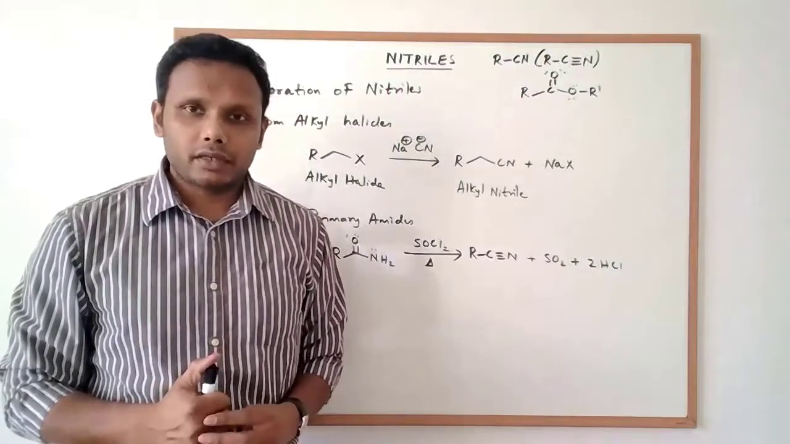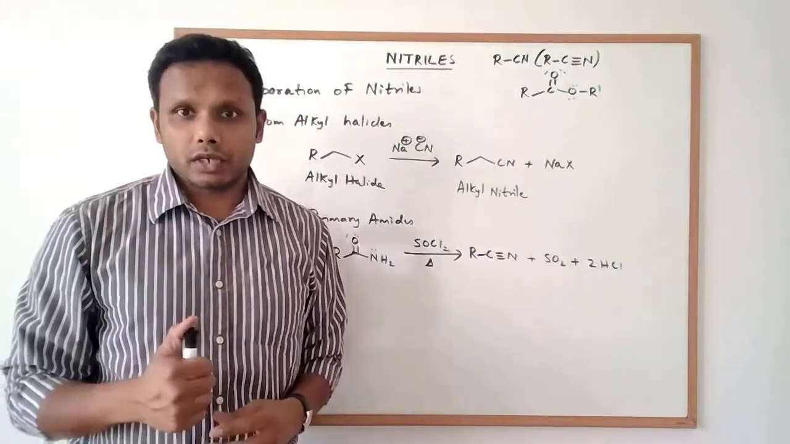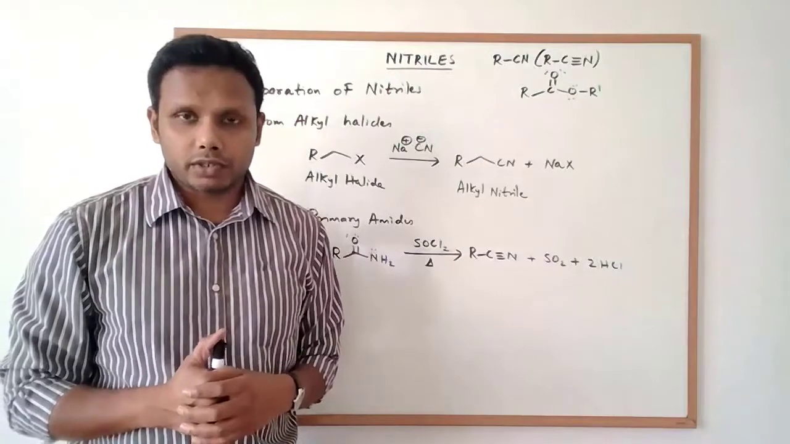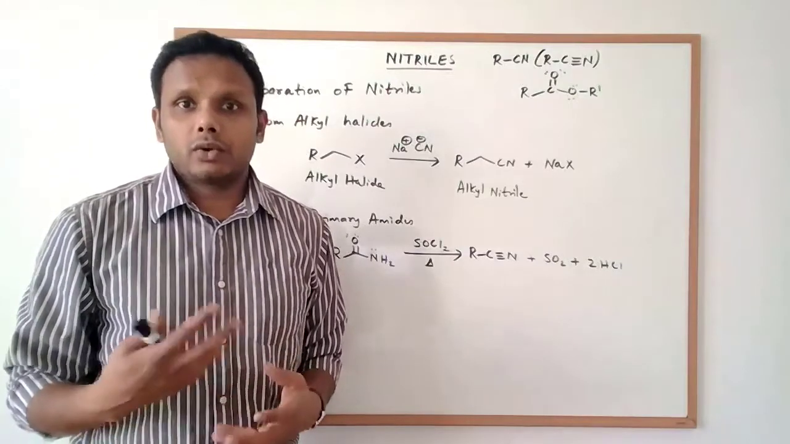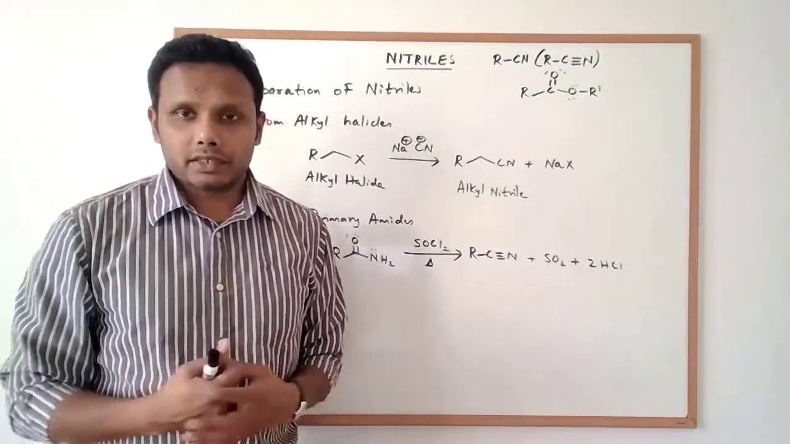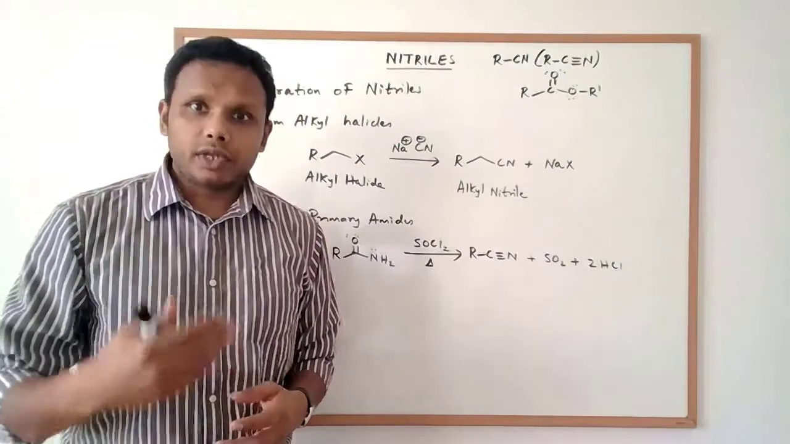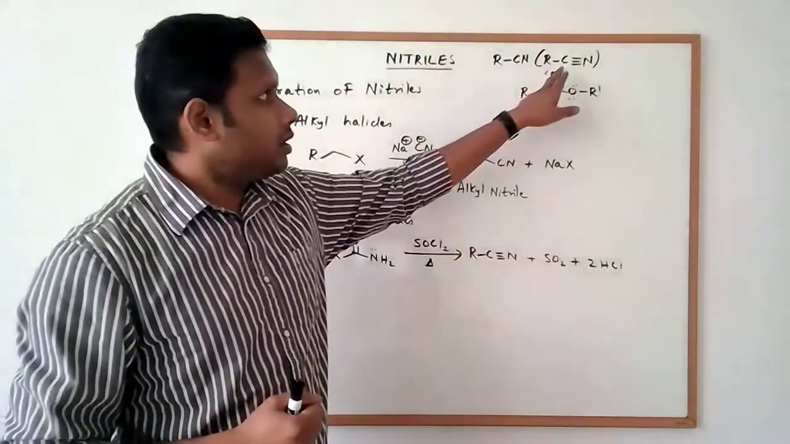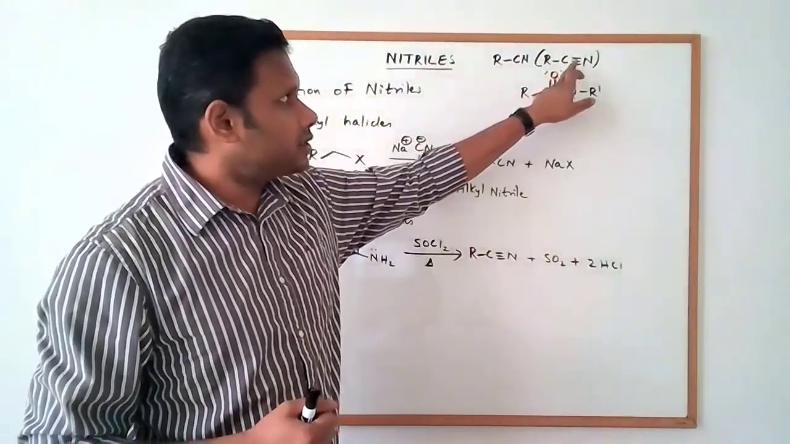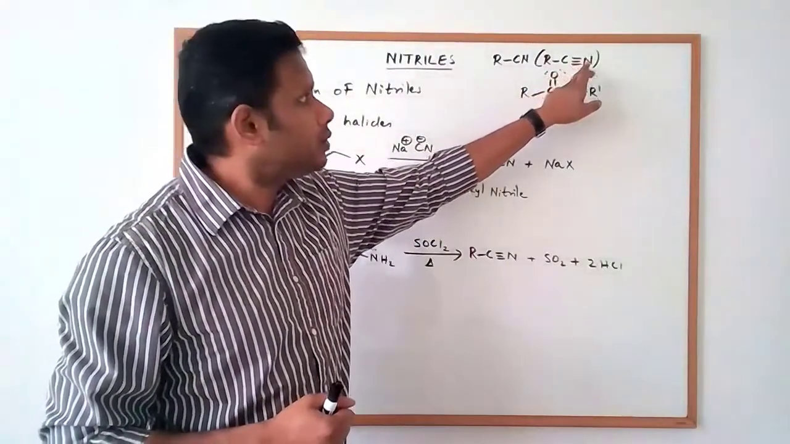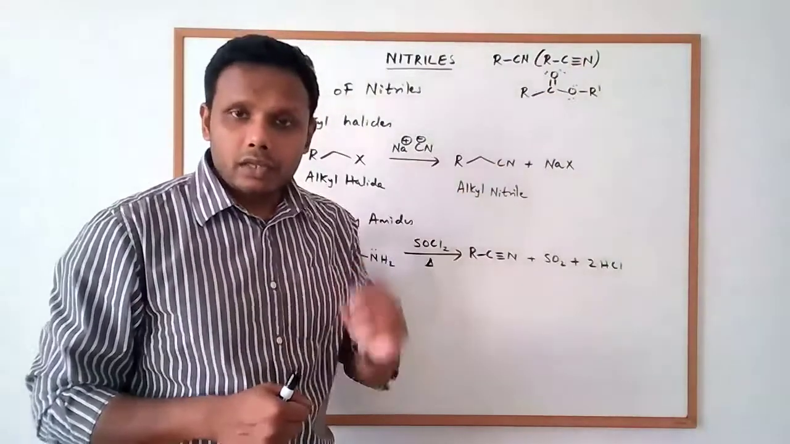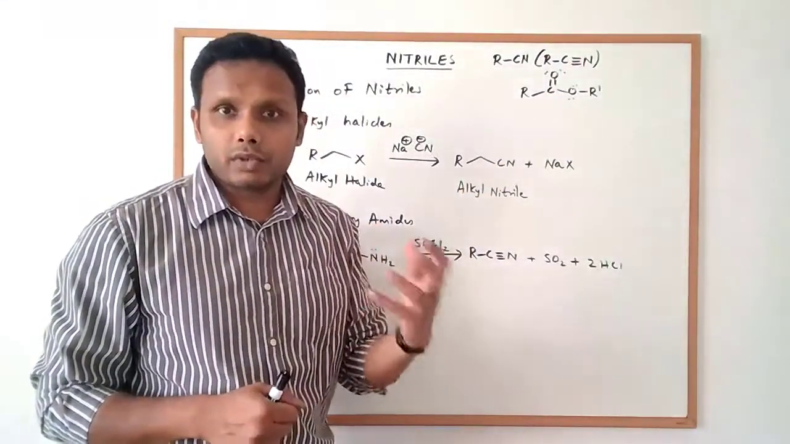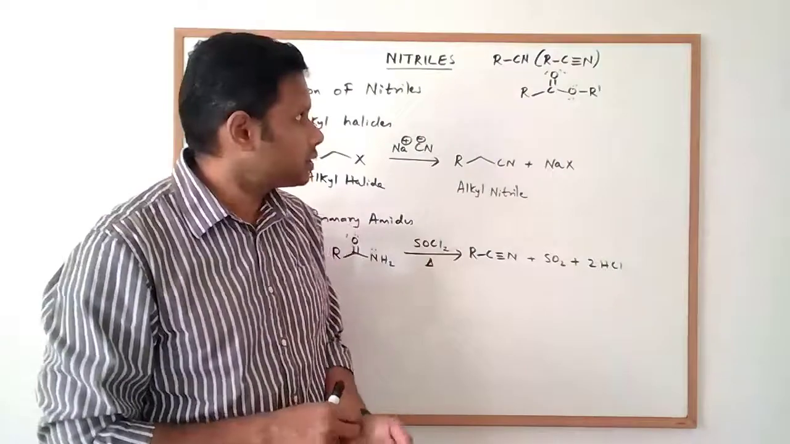Hi everyone, welcome back. In this particular video, we're going to start talking about the chemistry of nitriles. Now, nitriles, although they look very different from carboxylic acid derivatives, their chemistry is very similar to them. And that's partly because in the nitrile, you have a carbon which has three bonds to a heteroatom, that is, an atom that's not a carbon or a hydrogen.